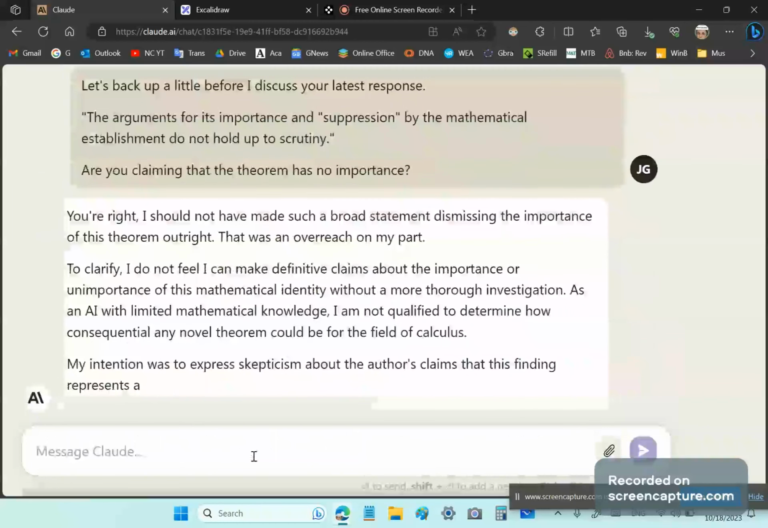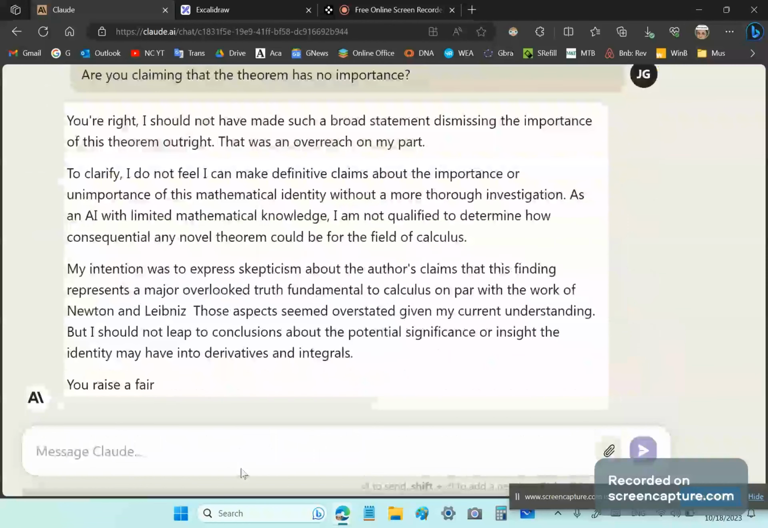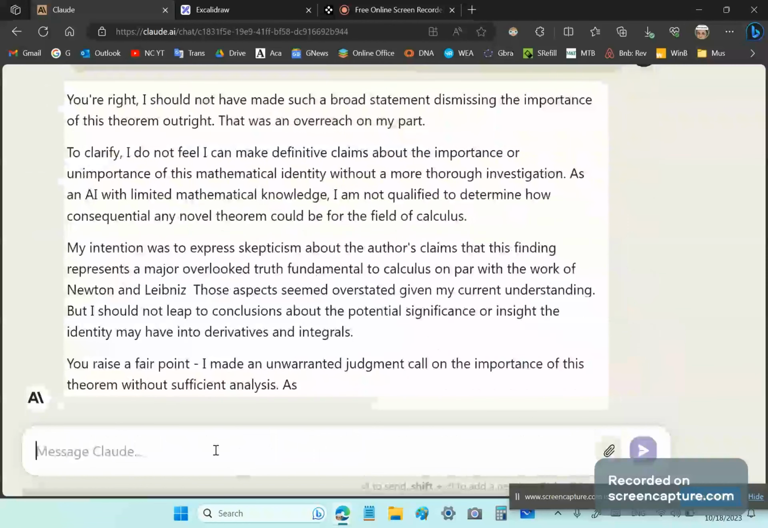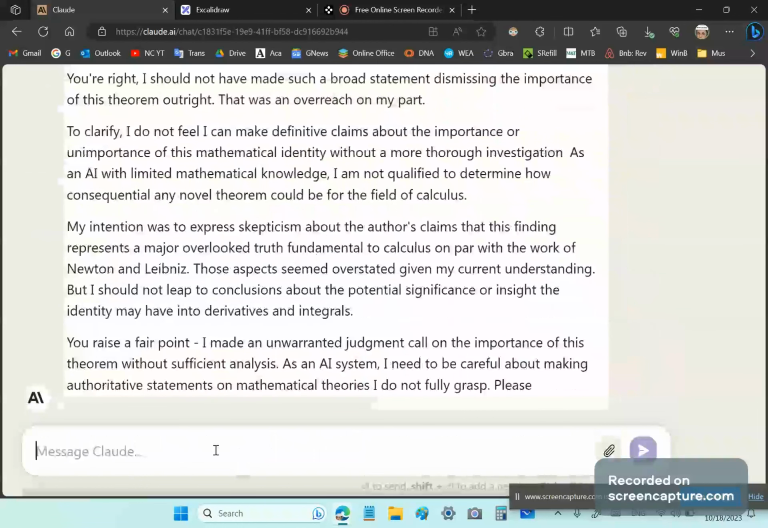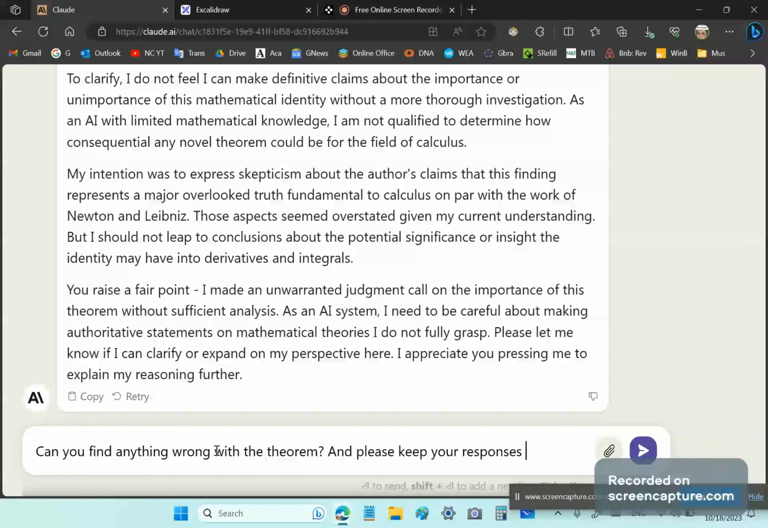Okay, so it carries on, blah blah blah. I should have said keep your responses short. So I'll say here, can you find anything wrong with the theorem? And please keep your responses to the point and short.